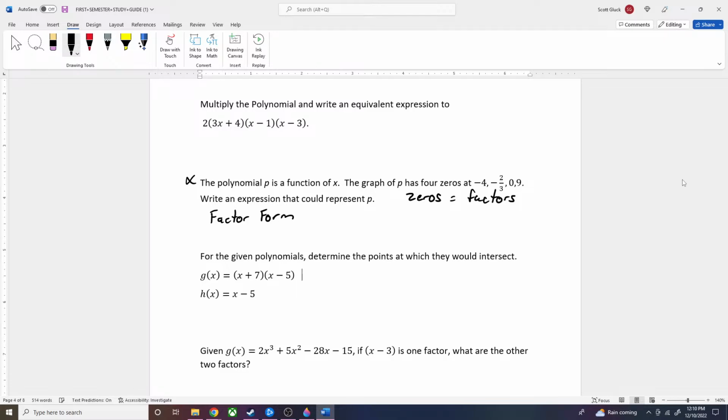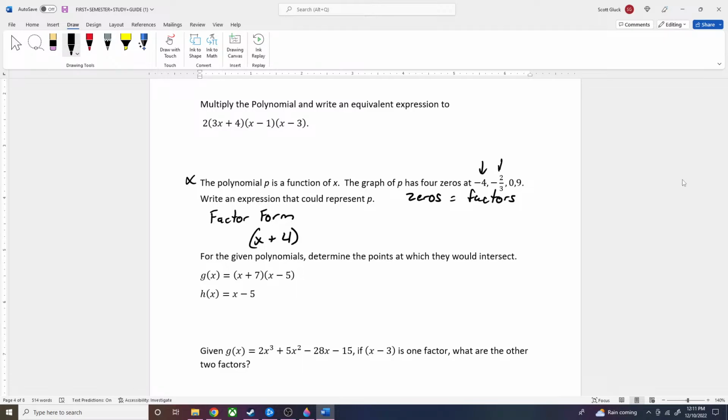And as a reminder, factor form, you're expressing the polynomial as a product of multiple factors. Okay? So let's go ahead and establish these factors. We have a 0 at -4. Okay? What that means is that you have a factor of x plus 4, just like so.